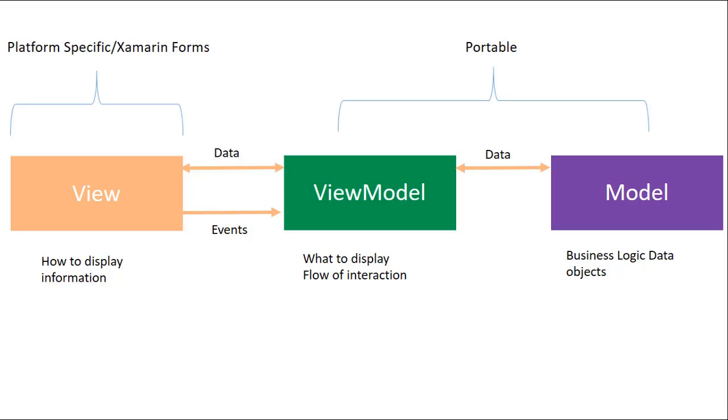Your view is going to be platform specific or Xamarin.Forms that can live in the same Xamarin.Forms project or a different library. Your view model and model are completely portable. The idea is that you could completely swap out your user interface if you wanted to and use the same view model and model in the code behind. Now MVVM is just an architectural pattern, it's not a data binding.